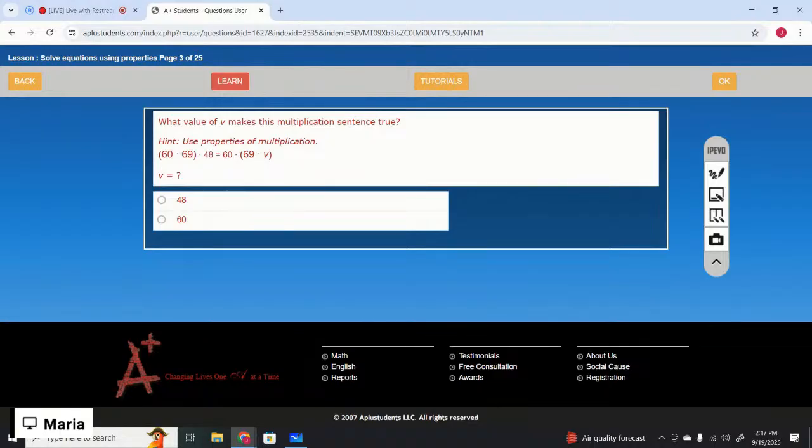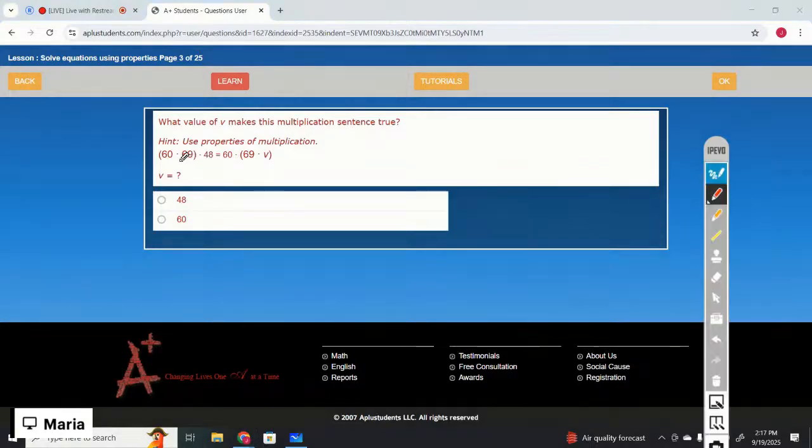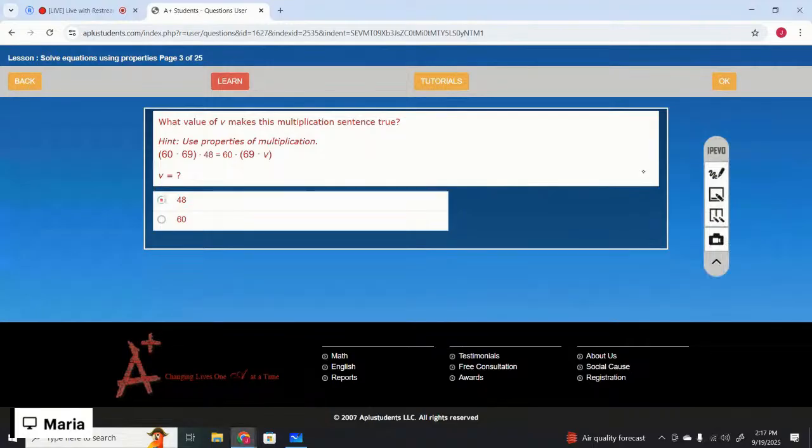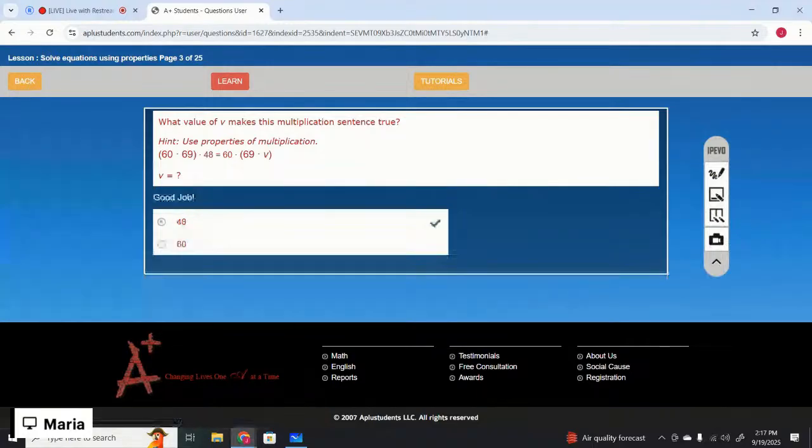What value of V makes the multiplication sentence true? The numbers on both sides must be the same. 60 and 60, then we have 69 and 69. So V must be 48. Option number 1 is the correct option.